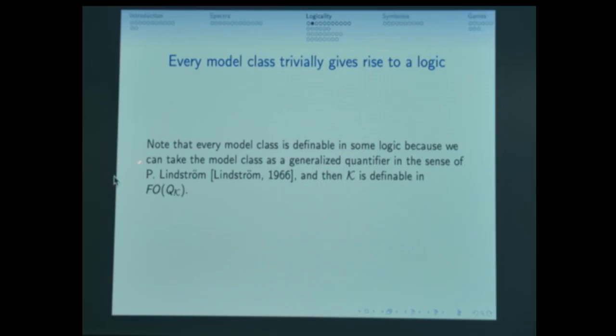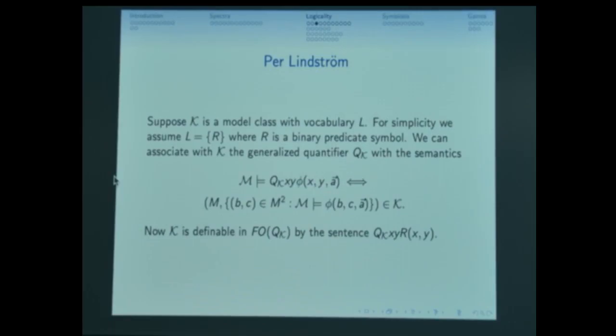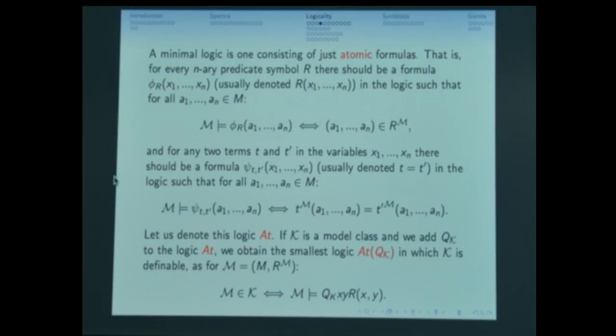So here's your generalized quantifier. It's the first order closure under the first order operations of this quantifier. So you basically take membership in the class as a quantifier. Most people have seen this before. Here's your class, here's the generalized quantifier. So the model will satisfy Q_K x y, R, A if and only if this structure belongs to the class. And now the class is defined by a generalized quantifier, or Lindström quantifier. And again, as I said, you can take the atomic formulas and then close under your first order operations. That would be a sort of minimal first order logic.